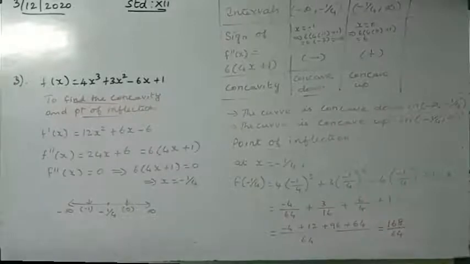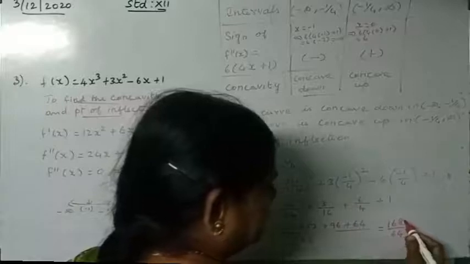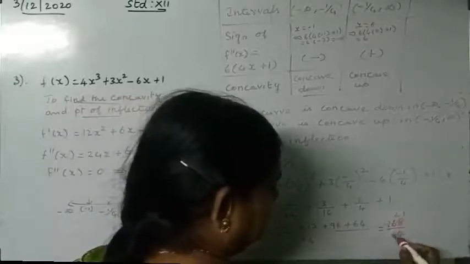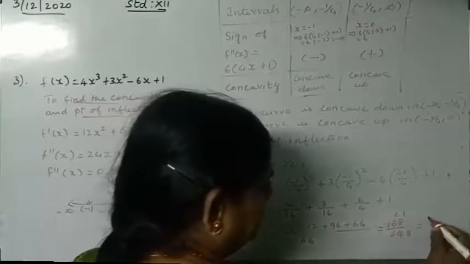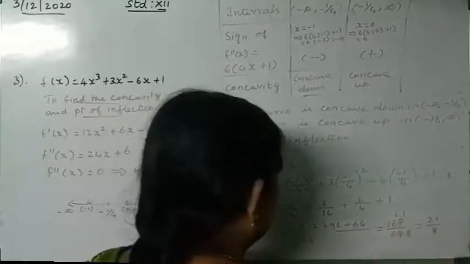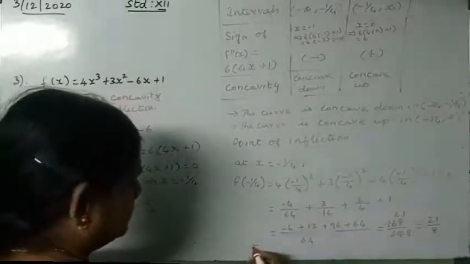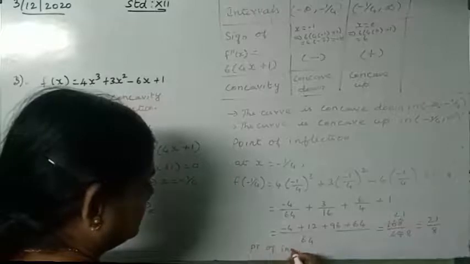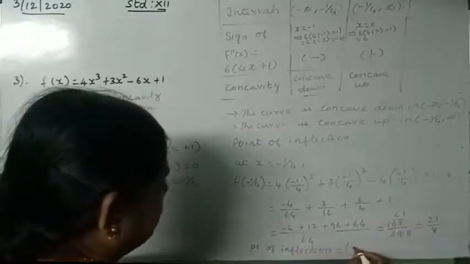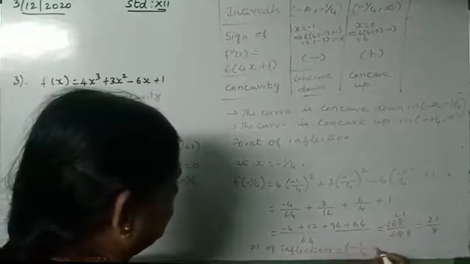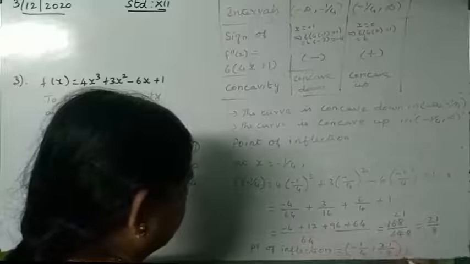Then if I cancel by the 8 table, it is 2 times 1, 1 time 8, 8 times. 8 8s are 64. Cancel by 8. So 21 by 8. So the point of inflection is x equal to minus 1 by 4, comma 21 by 8. That is the point of inflection.